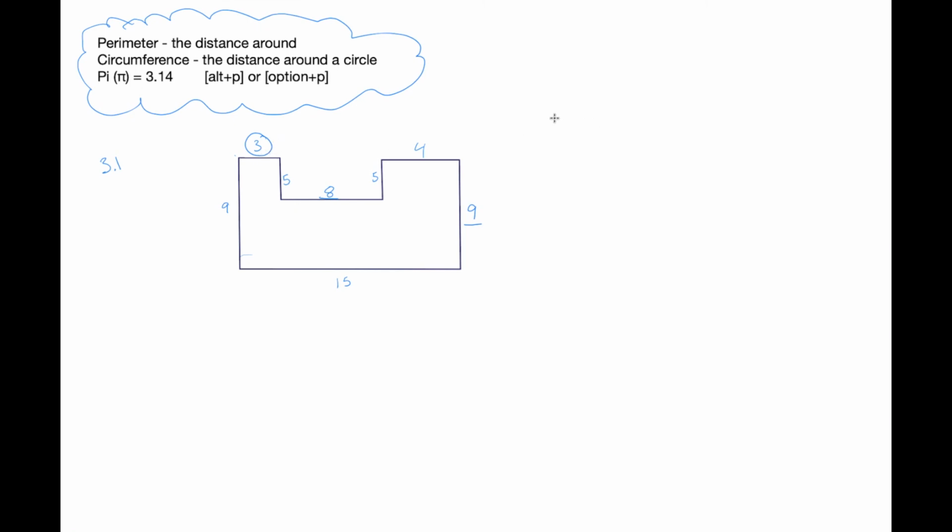So I start with 3, and you write your 3 down. And then you go to 9, and then 15, and then 9 again, and then 4, and then 5, and then 8, and then 5. And if you do it like that, you have circled everything. You've included all your measurements. You haven't written anything down twice.